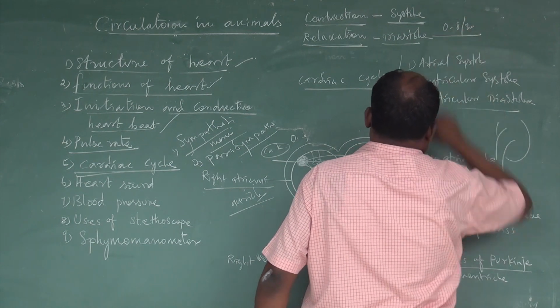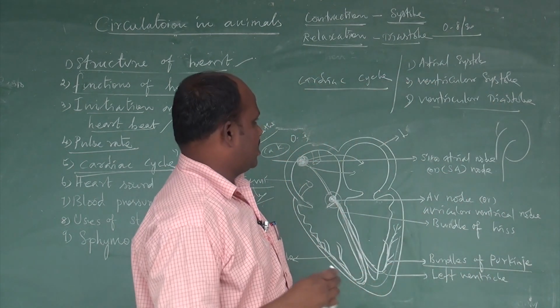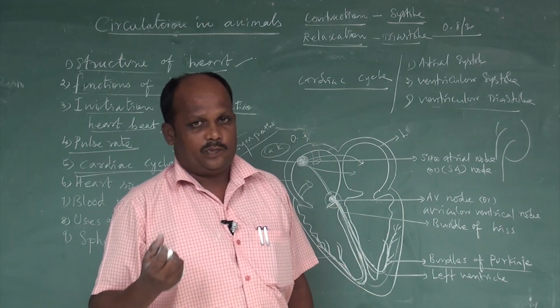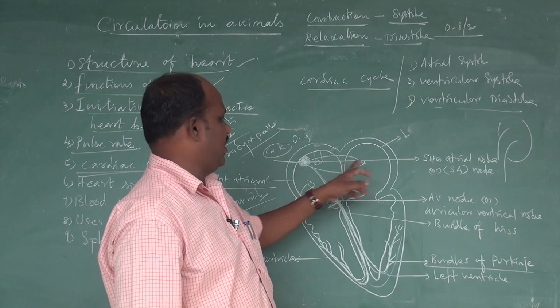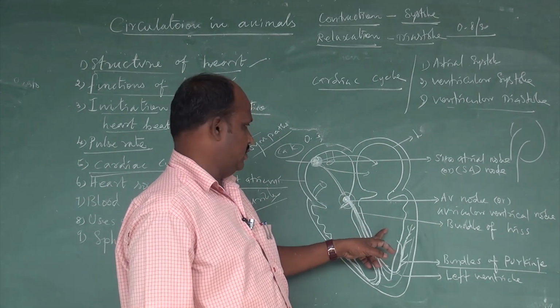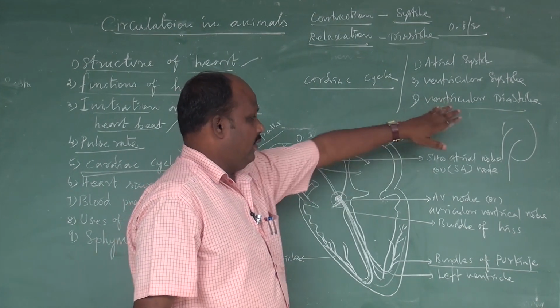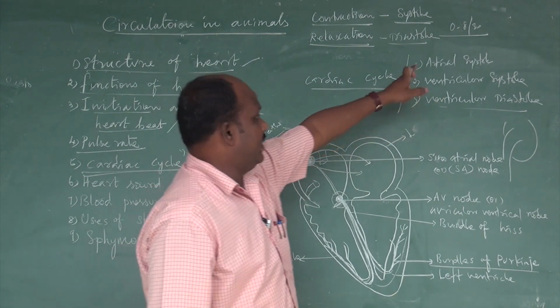A single cardiac cycle will take 0.8 seconds. First, atrial systole. The heart has four chambers: the right atrium, left atrium, right ventricle, and left ventricle. Here we are taking atrial systole, ventricular systole, and ventricular diastole. First we are taking atrial systole.